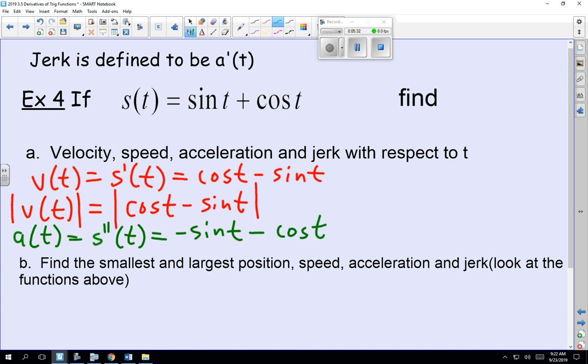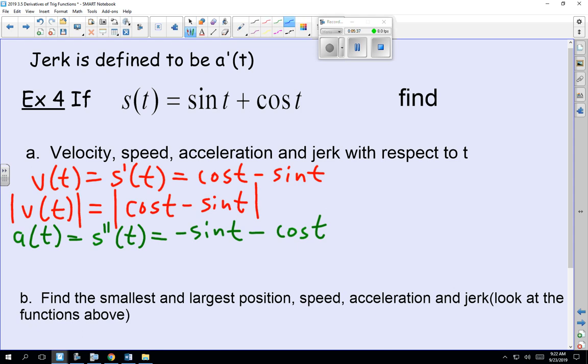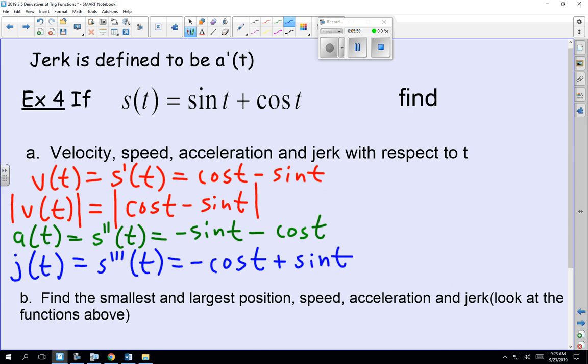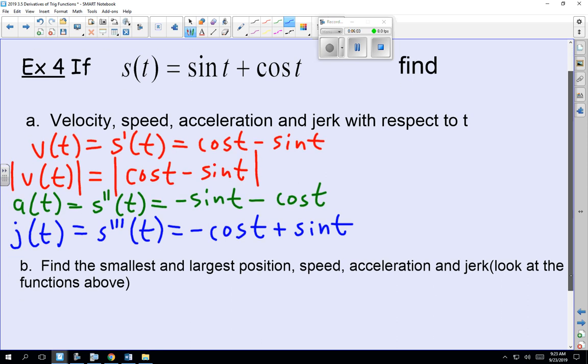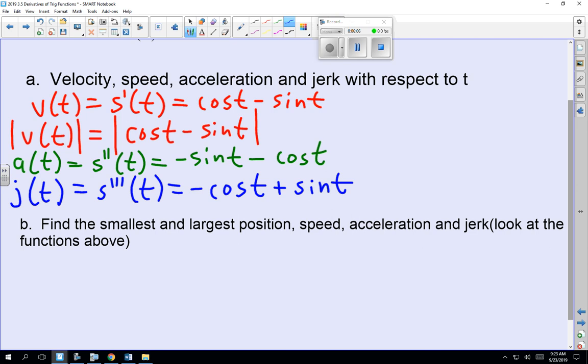And then finally, we've got jerk. So jerk is called j of t. It's equal to the third derivative of the position function. Derivative of sine is cosine. Still have the negative out there. Derivative of cosine is negative sine. So it'd be negative sine or positive sine of t. So this kind of looks similar to those powers of i that we've done before back in Algebra 2 and in pre-calculus. So keep cycling through.